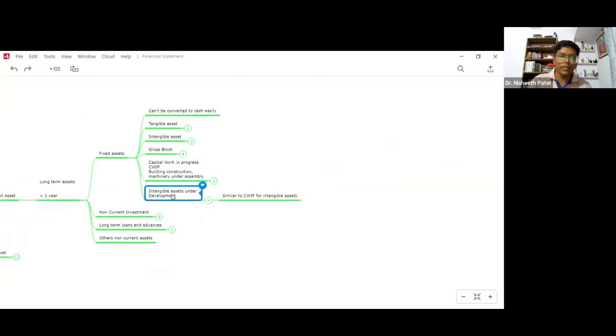Then intangible asset under development. Just like a pharma company or hospital doing some research for some procedures or any other drug molecule.